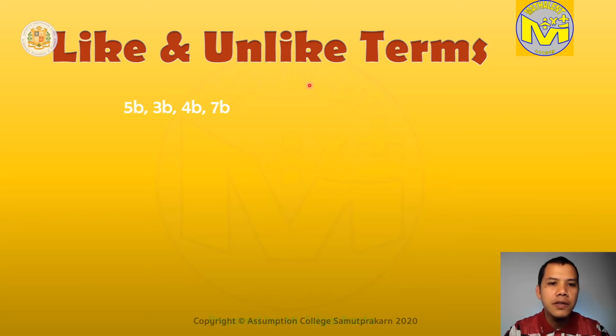Here, look at the terms I have shown you. We have 3b, 5b, 3b, 4b, and 7b. How many terms have I shown you? I have shown you 4 terms. 1, 2, 3, 4. This is not an expression, okay? Because it's only separated by commas. These are just called terms in order. 5b, 3b, 4b, and 7b. And these are called like terms. Later on we will know why they are called like terms.